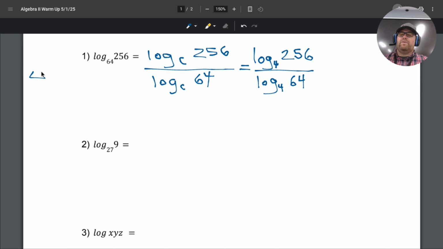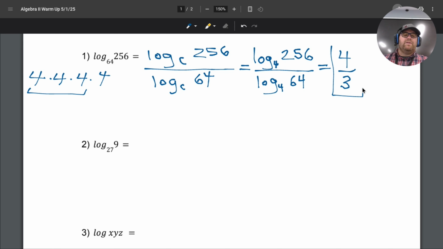So let's do that out. We do 4 times 4, that's 16, times 4 again, that's 64. Let's remember that for the bottom. And then times 4 again, that's 256. So we have to multiply 4 4s together to get 256. How many 4s do I have to multiply together to get 64? Well, remembering 4 times 4 is 16, times 4 again, these 3 4s, so the bottom is going to be 3. So that's my solution for the first problem.